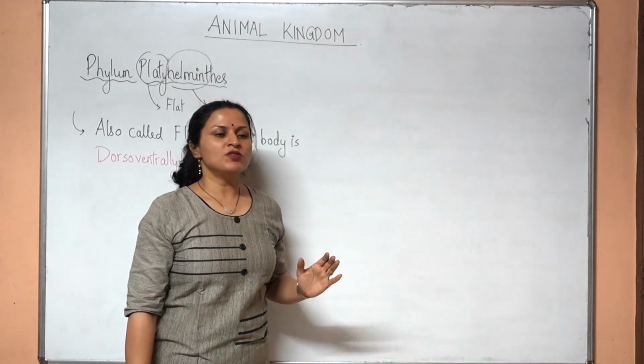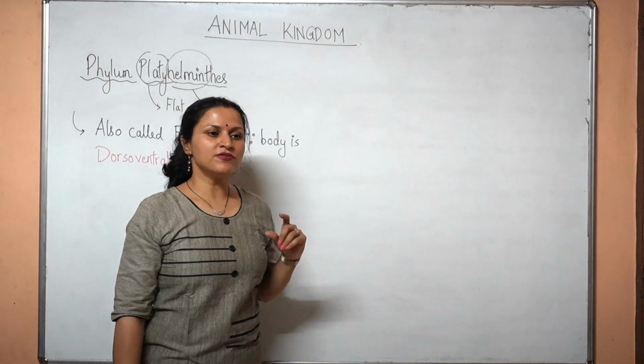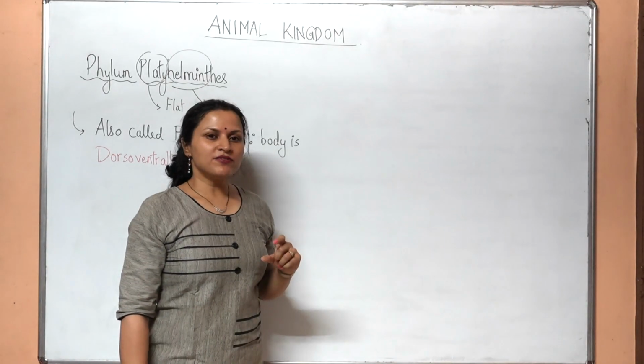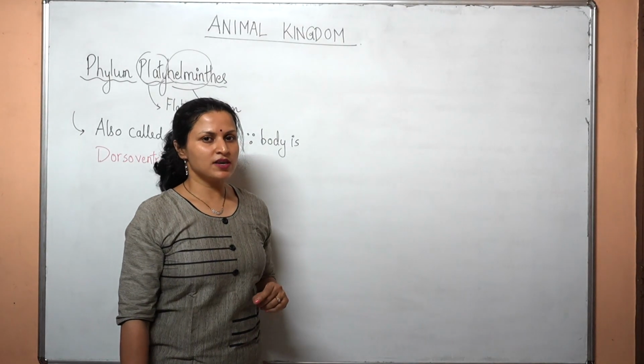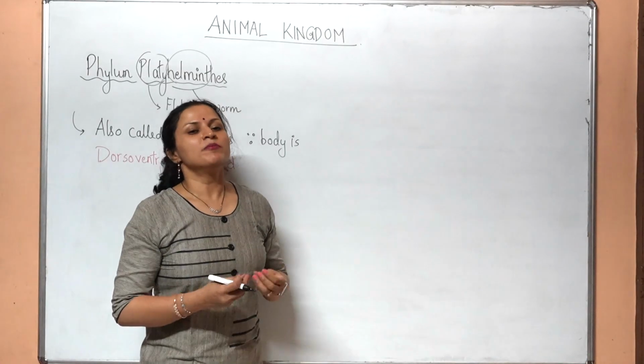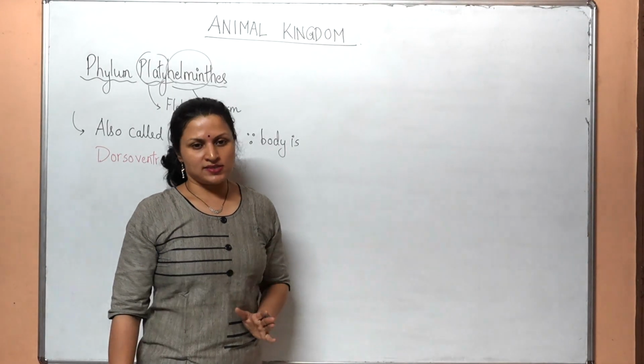This is also a phylum in which there is an organ level of organization. They have started forming primitive organs in this phylum, like a primitive gut, then muscles, and primitive excretory organs. So different types of primitive organs have started coming up. So they have an organ level of organization.